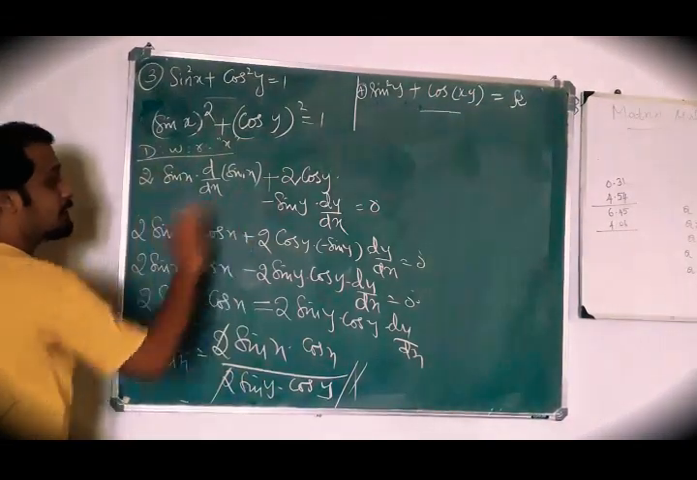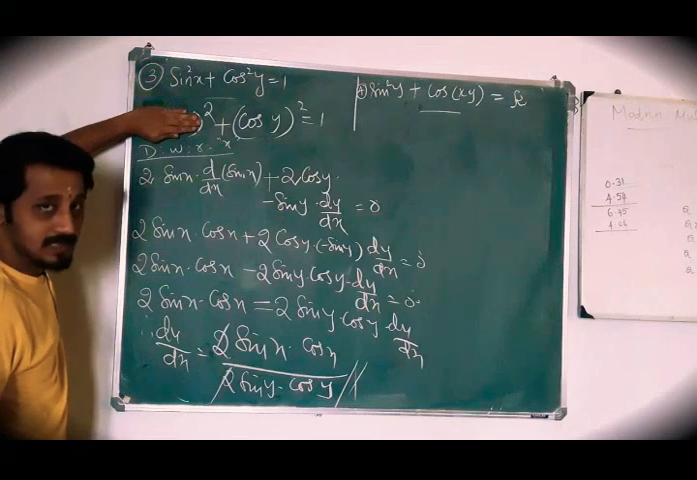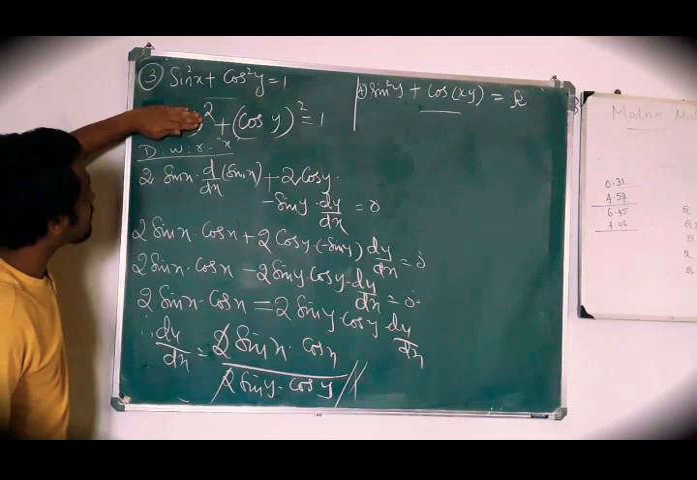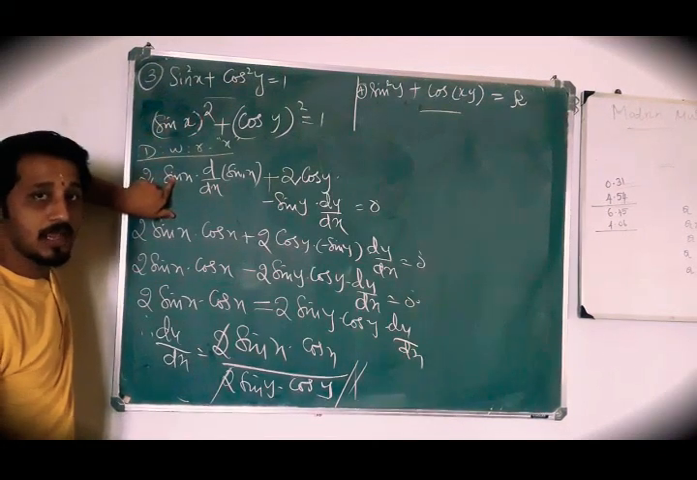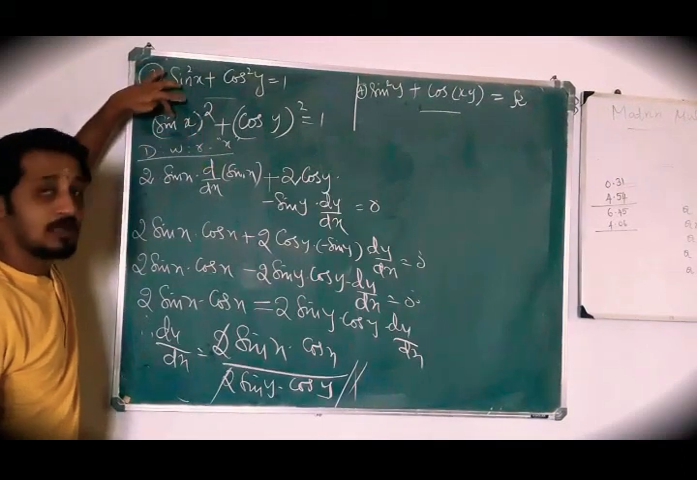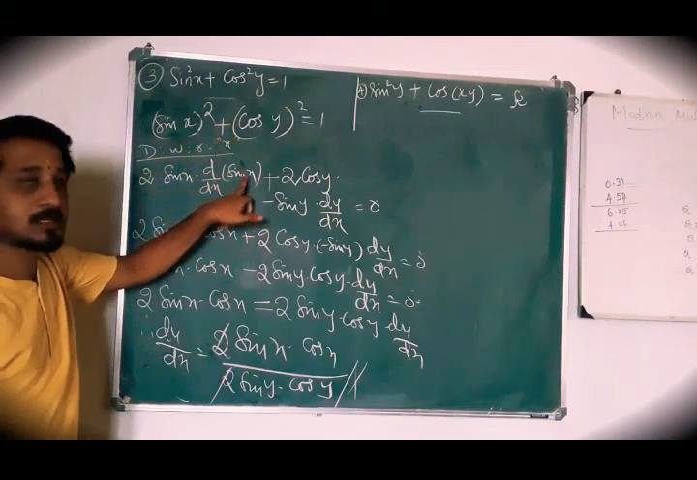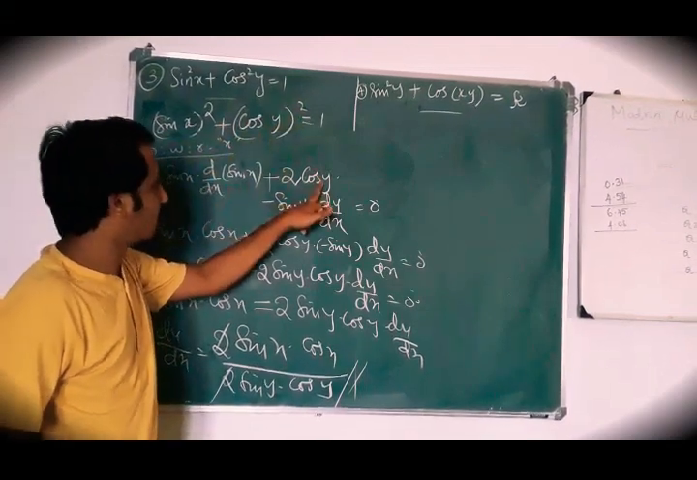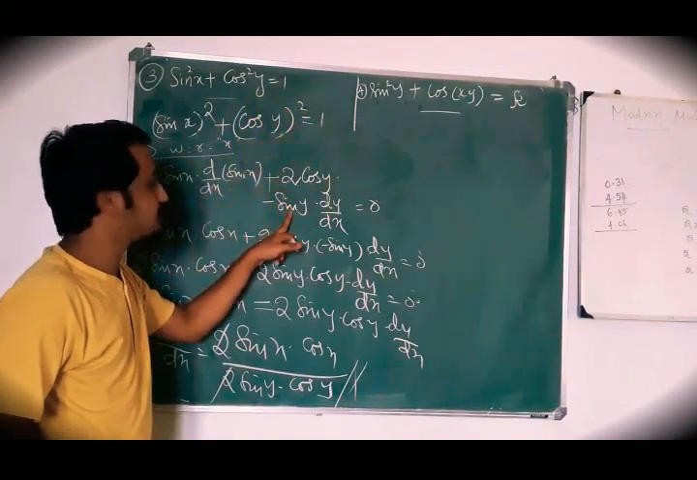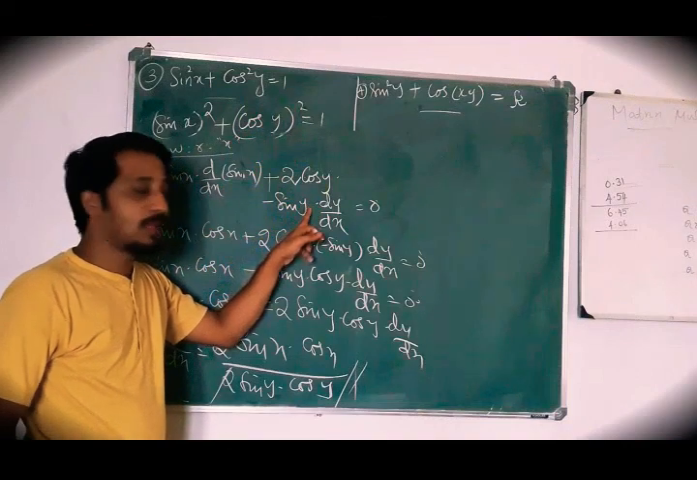Once again, I repeat this step. Listen here carefully. In place of x, I have sin x. So that means in place of x, I have sin x. That's why I have written 2 sin x into derivative of sin x. In place of x, I have sin x, that's why I have to differentiate again with respect to x, that is sin x. Plus 2 cos y. Same concept. 2 cos y into derivative of cos y is minus sin y. In place of x, I have y. That's why dy by dx.